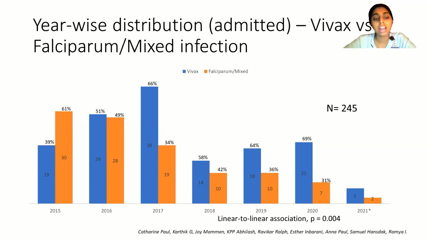The overall admissions have come down over the last 3 years. This shows the year-wise distribution, and the proportion of patients with falciparum malaria has also been on the decline. If we look at the data from 2015, 61% of patients were admitted with falciparum malaria as compared to 39% of patients with Vivax malaria. And if we compare that to 2019, only 36% of patients had falciparum as compared to 64% who had Vivax.